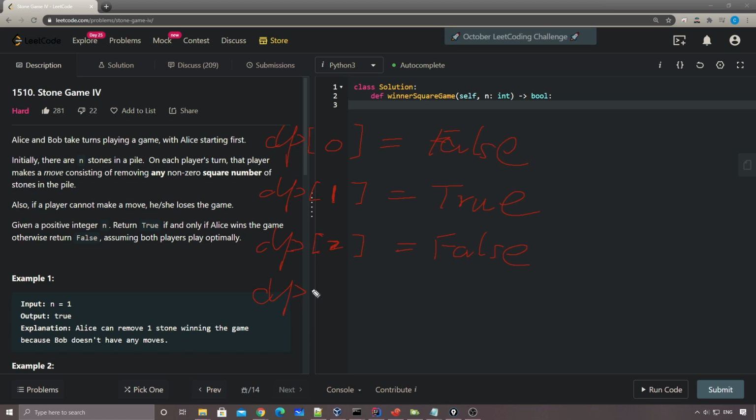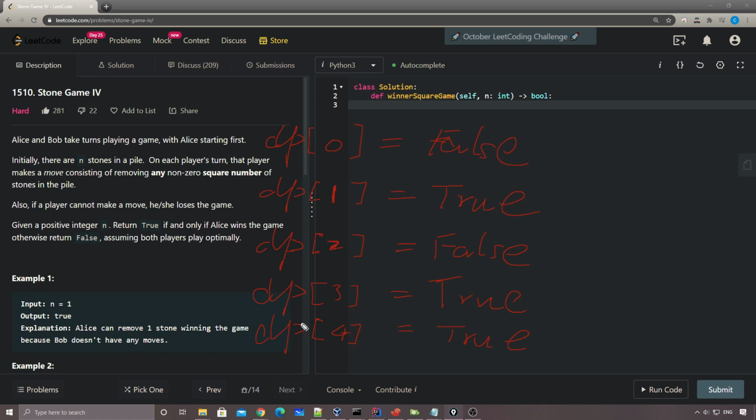And then how about DP 3 here? The only move he can do is 1. But since 2 is false, which is definitely a loss for the opponent, 3 is true, making 3 a win. So next is 4. For 4, what do we have? He can either go with 1, or he can go with 4, right? So 4 is definitely true, because he can just remove everything. Remember, playing optimally means as long as he can win, he will go in that direction.